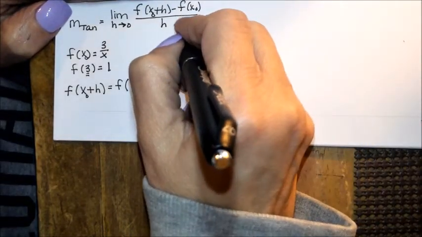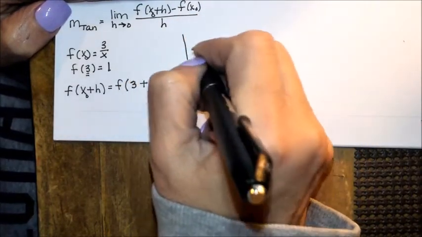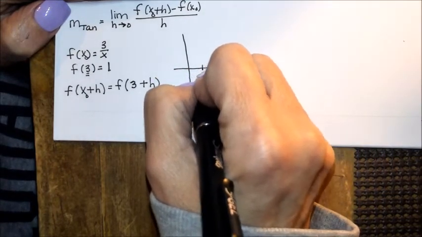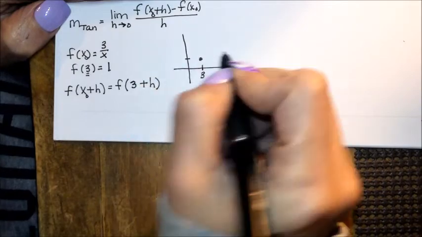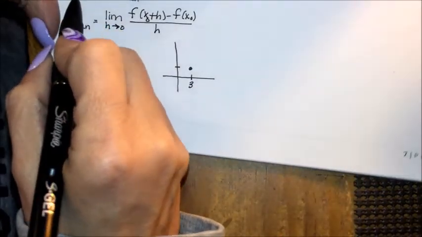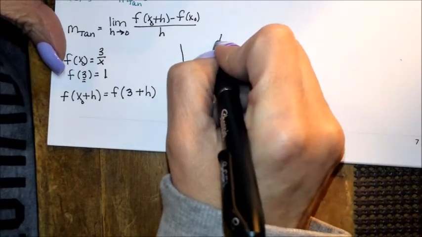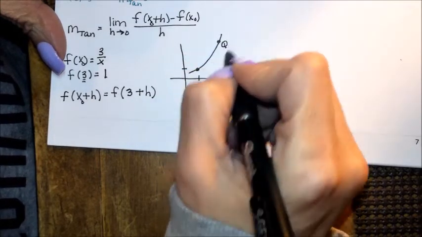And if you think about where you are on the graph, I wonder if I have a little bit of room, because sometimes when you're labeling these, it gets a little bit tricky. I'm going to go over 3 and up 1. And that's this first point right here. That's 3, 1. I'm just going to draw a curve. I know it's not the right one. Here's my next point, Q.